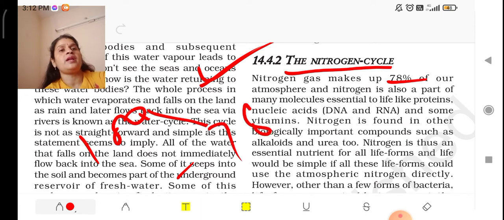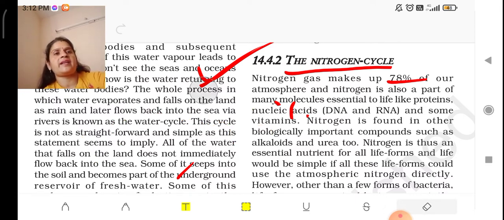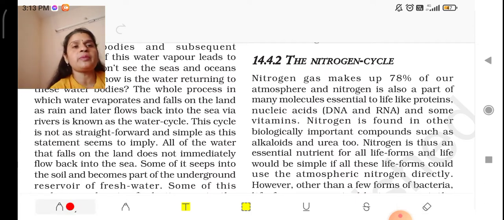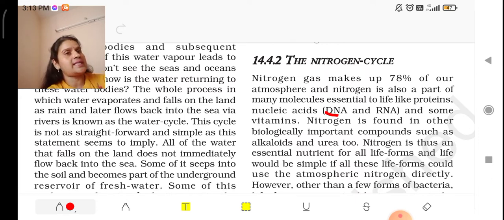78% nitrogen gas is present in the atmosphere, and it is a very inactive gas. It doesn't react easily in the free form with other elements. Some high temperature or pressure is required for it to react with other atoms. And this gas is very essential in life forms. Why? Because there is no possibility of life without nitrogen, because our DNA, deoxyribonucleic acid, and RNA are all made up of nitrogen itself.